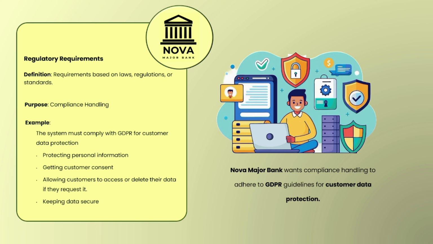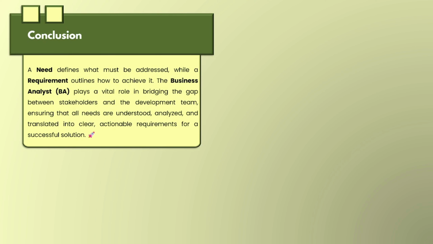So in this way requirements are divided, and in this way the business analyst captures and documents all the requirements which come in the form of needs from the stakeholders. Now let's conclude this. A need defines what must be addressed, while a requirement outlines how to achieve it. The business analyst plays a vital role in bridging the gap between stakeholders and the development team, ensuring that all needs are understood, analyzed and translated into clear, actionable requirements for a successful solution.